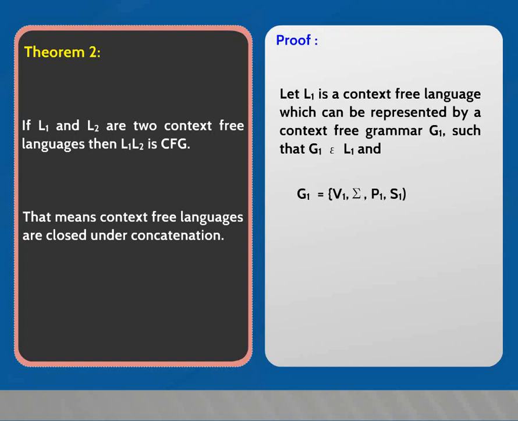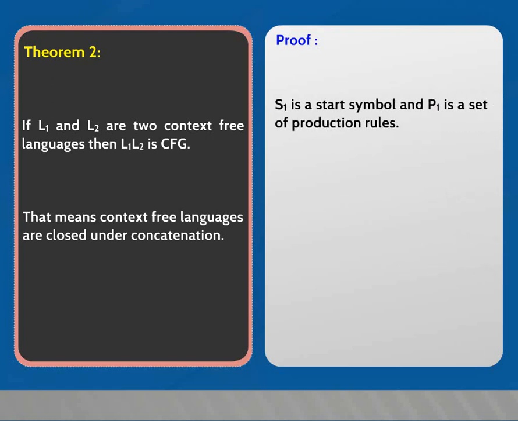G1 is equal to (V1, Σ, P1, S1). V1 is equal to {S1, A1, B1}. Sigma is equal to {a, b}. S1 is a start symbol and P1 is a set of production rules. P1 is equal to S1 provides A1 S1 A1 or B1 S1 B1 or epsilon. Capital A1 provides small a. Capital B1 provides small b.